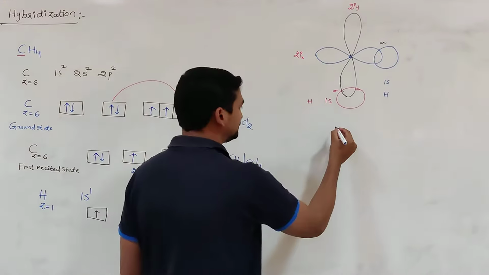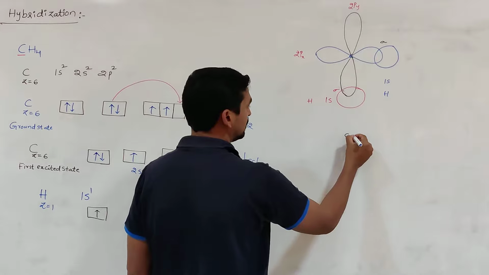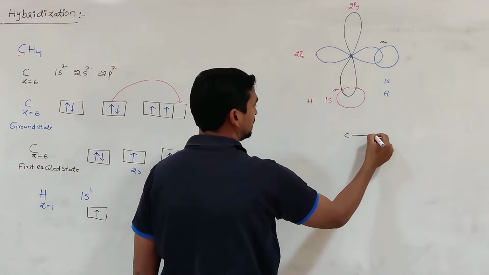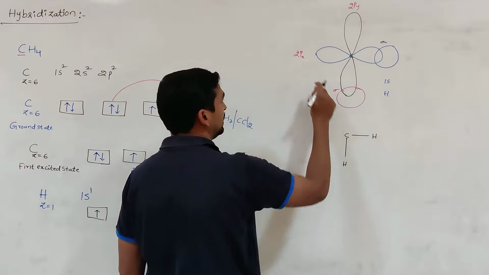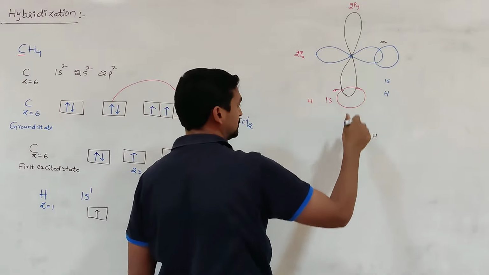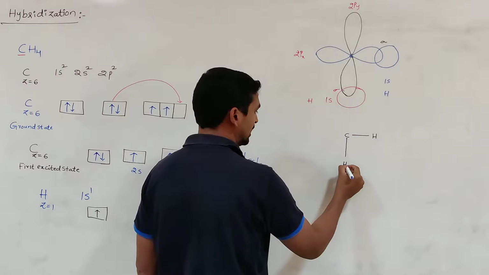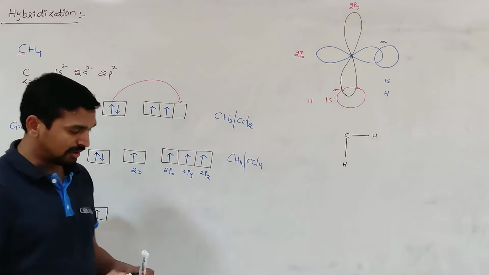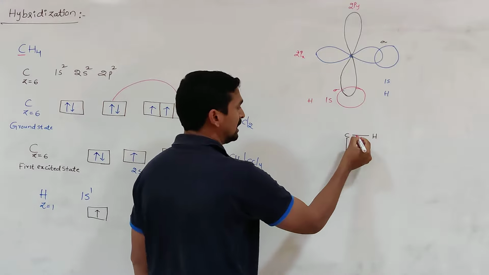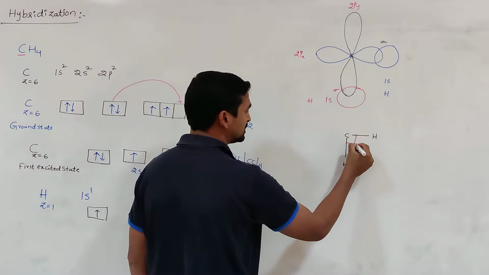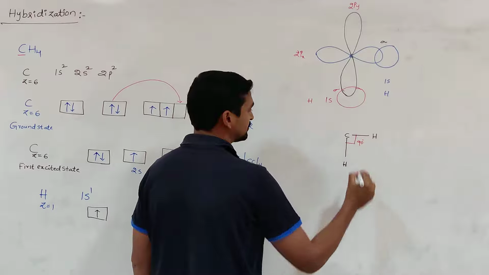Here carbon is attached to which atom? Hydrogen. Here carbon is also attached to hydrogen, because x and y are mutually perpendicular to each other. So obviously I write it like this. Now, what is the HCH bond angle? The HCH bond angle is clearly 90 degrees.